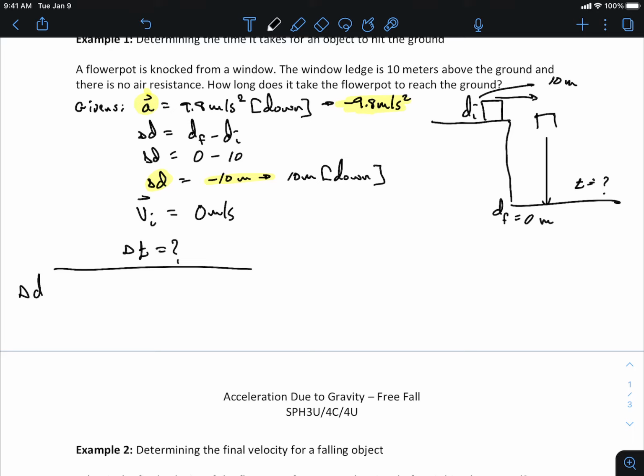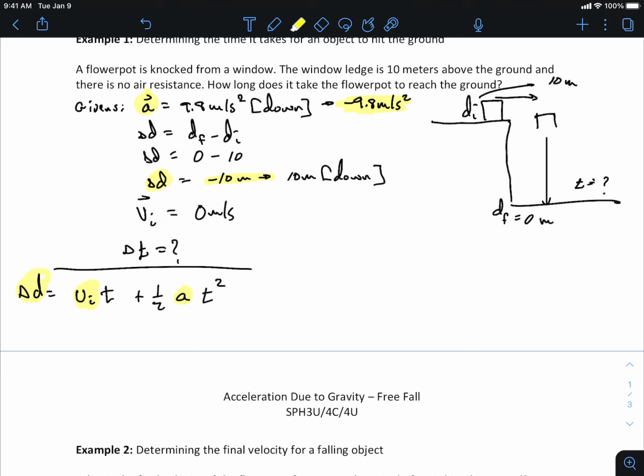Delta D equals V1t, or V initial t, plus 1/2 at squared. The reason why I chose this one is because if I go through here and look, I know what the acceleration is. I know what delta D is. I know what V1 is. The only thing I don't know is t.